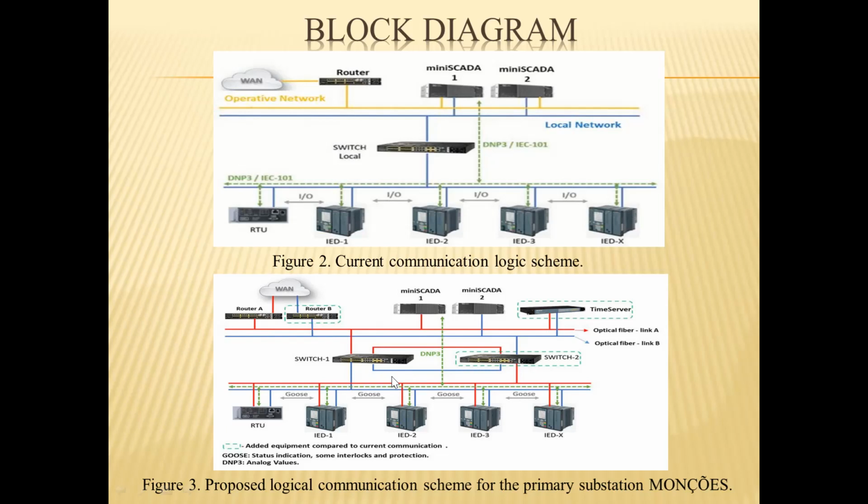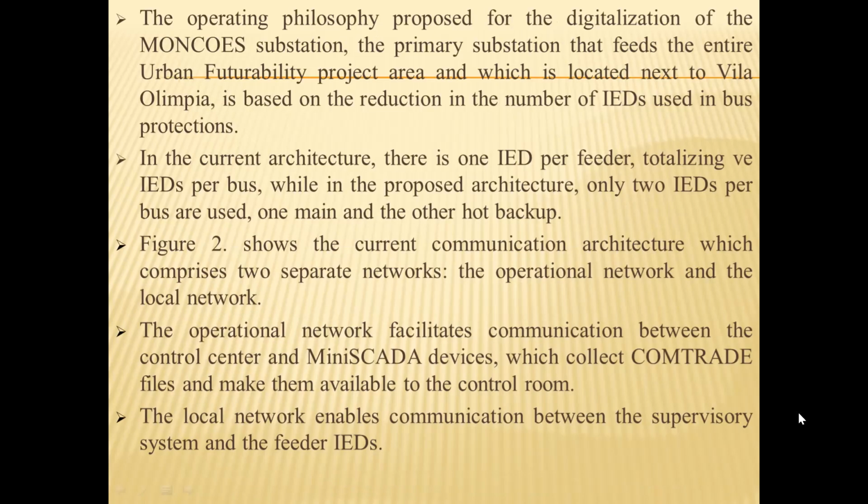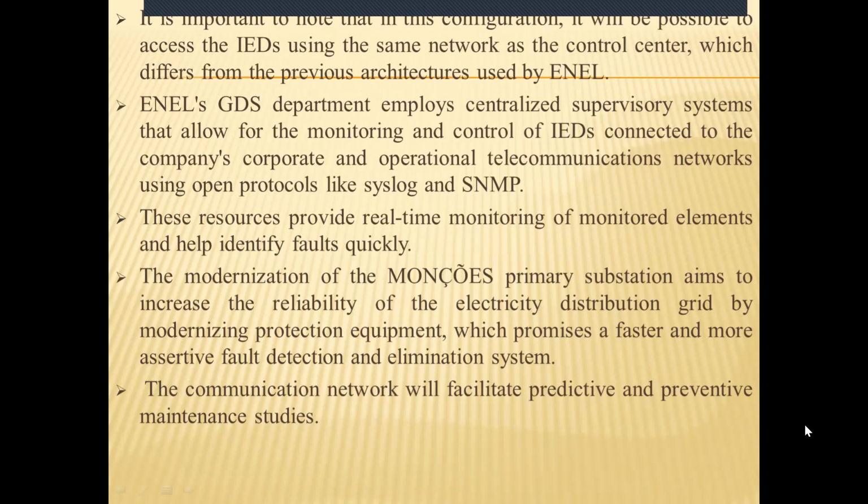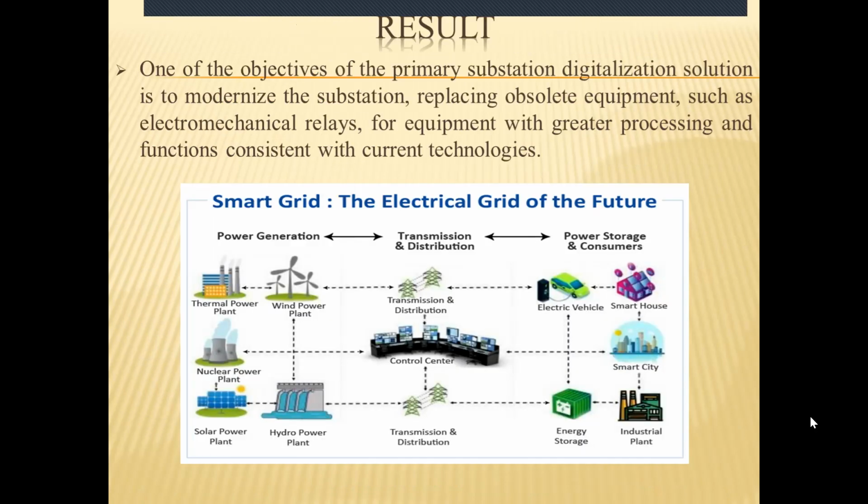It is important to note that in this configuration it will be possible to access the IEDs using the same network as the control center, which differs from the previous architecture. These resources provide real-time monitoring of monitored elements and help identify faults quickly. The communication network will facilitate predictive and preventive maintenance strategies. So next is the result part.